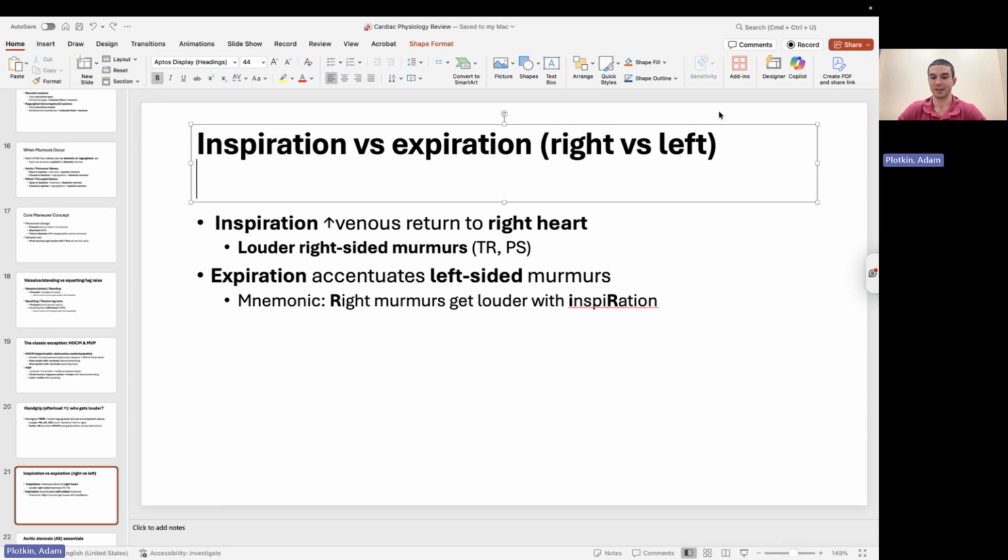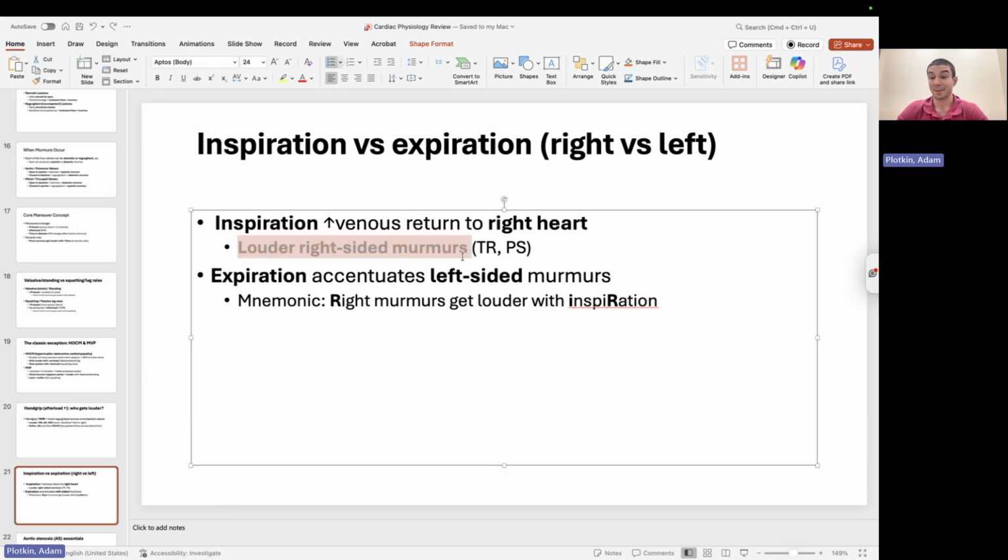Okay, all you need to know, if that didn't make sense to you, is that inspiration increases venous return to the right side of the heart. So any of my right-sided murmurs, especially tricuspid regurg, is going to get louder, right? So if I increase return to the right side of the heart and I've got a bad tricuspid valve that's regurgitant, more flow across it means the murmur is going to get louder, right?